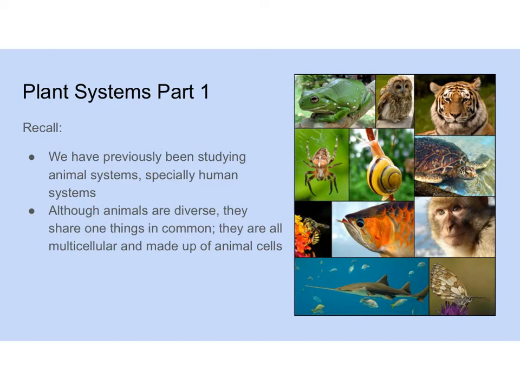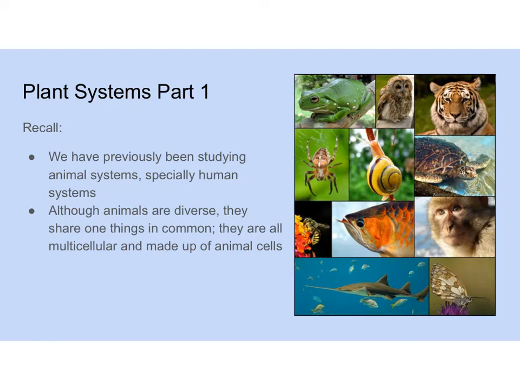So just recall, we've previously been studying animal systems, specifically human systems. So we've gone through the cardiovascular, respiratory, the GI system, the nervous system, the musculoskeletal system. We've been really focusing on humans. Now, humans are a type of animal, and they all contain animal cells.